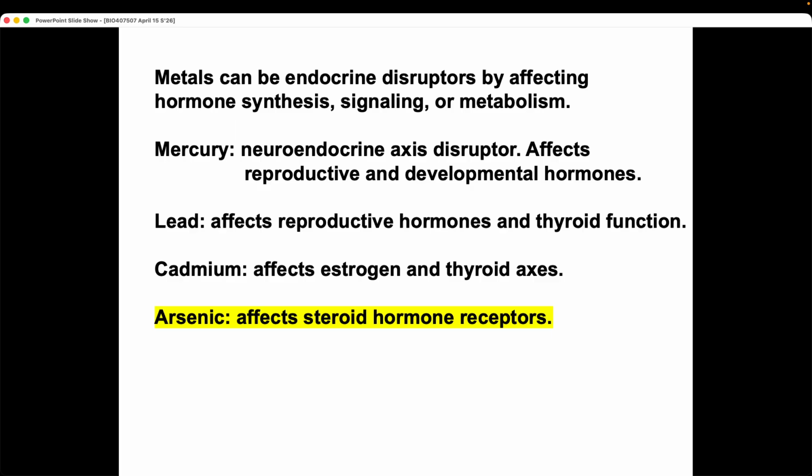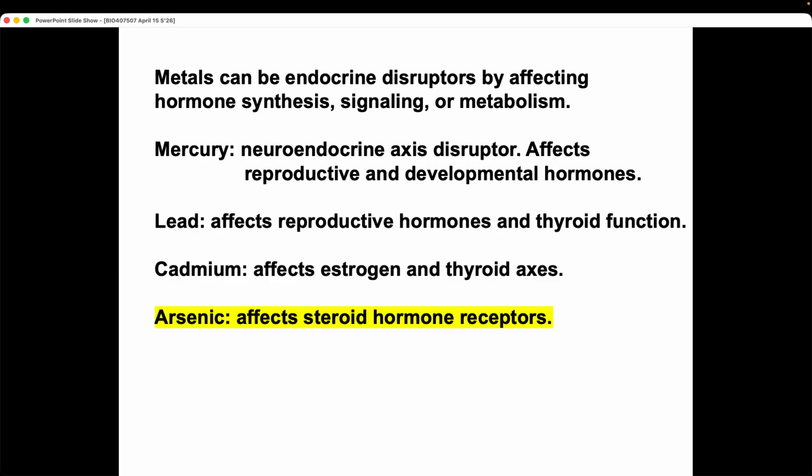And so I just Googled, could metals be endocrine disruptors? And they're like, yes. When we think of things like lead, we don't think of that as its primary problem. But it turns out it can be an endocrine disruptor, by affecting hormone synthesis, signaling, metabolism. It can affect any step in the pathway. So again, that underscores what we've talked about.